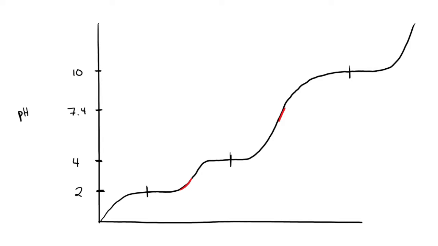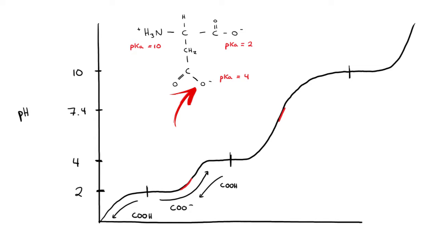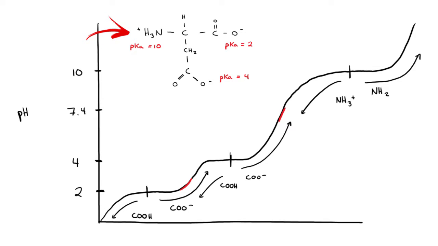At the first junction, we have a change in our amino acid backbone, transitioning from COOH to COO-. At this second junction, at pH 4, we have a change in our amino acid side chain from COOH to COO-. Remember, this is on our amino acid side chain. And at the top junction, at pH 10, we have a change in our backbone from NH3+ to NH2.